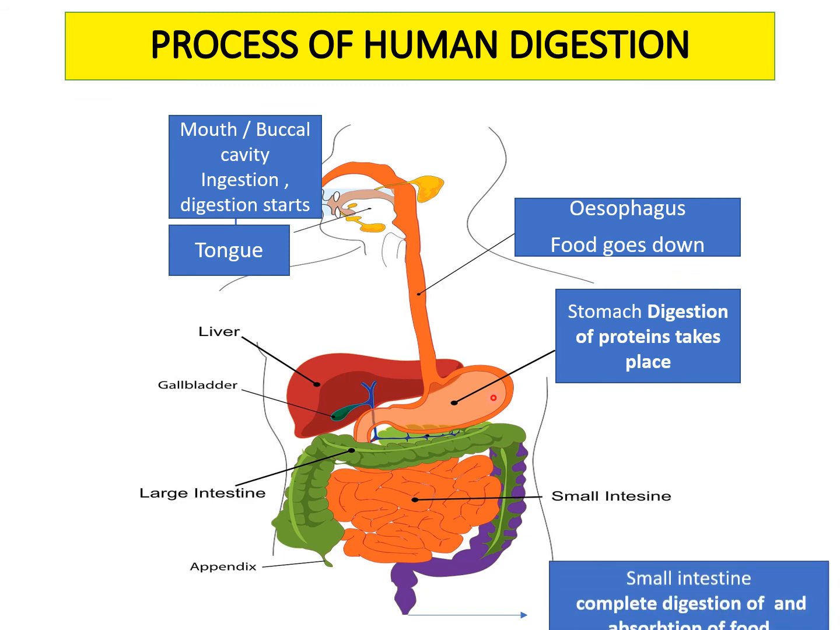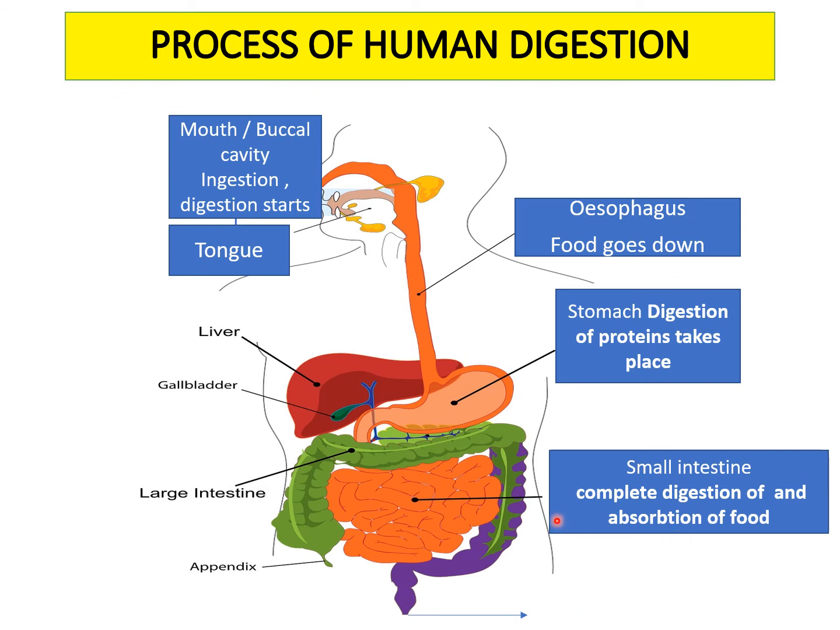And from the stomach the food goes into the small intestine. Here the complete digestion and the absorption of the food occurs with the help of the various glands: liver, gallbladder and the pancreas, right? These secrete various digestive juices which help in the breakdown of the food, and the absorption occurs with the help of the villi.